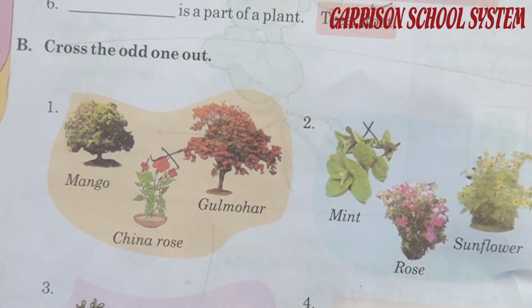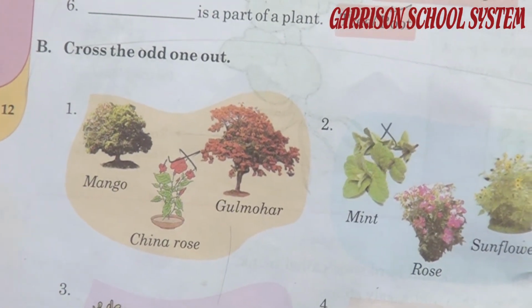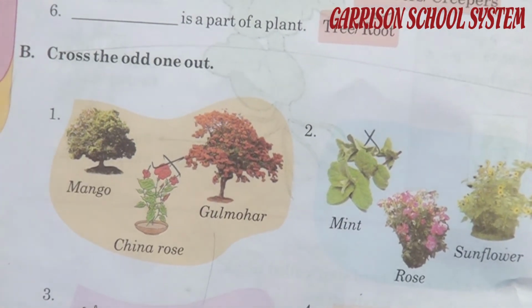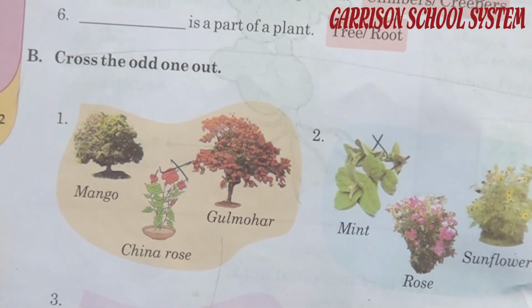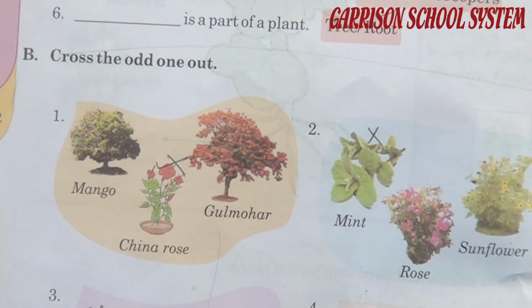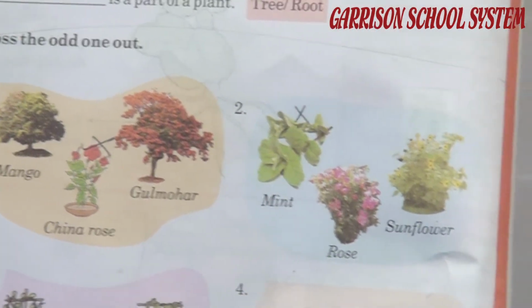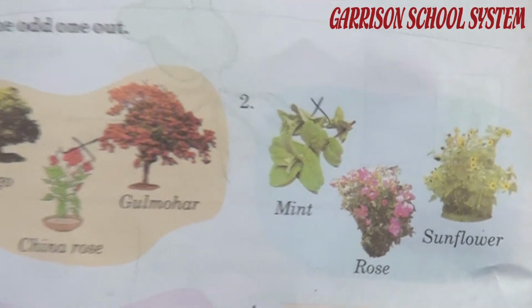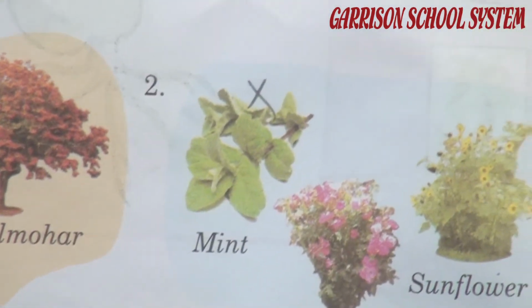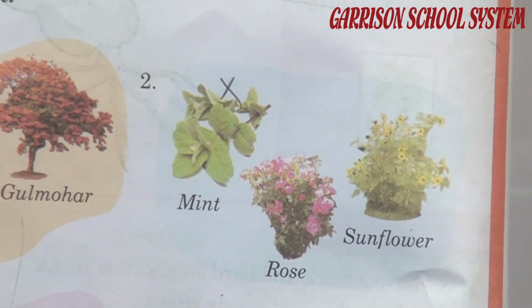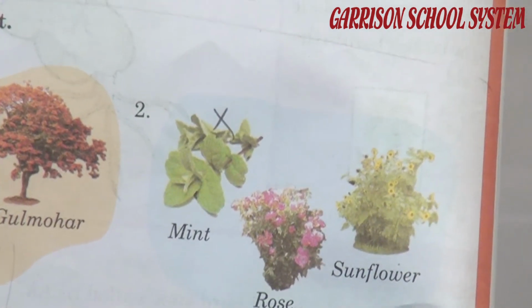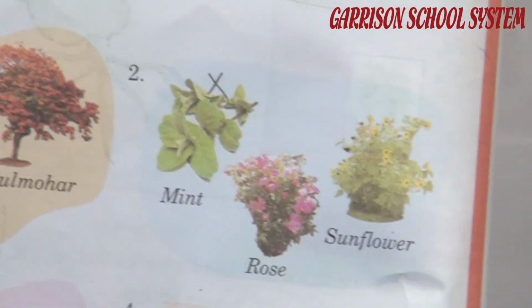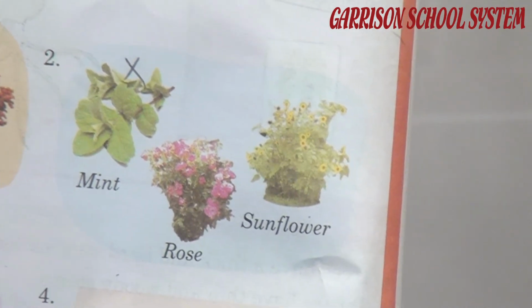Mango and gulmohar are trees and China rose is a shrub. So you have to cross the China rose. You have to put a cross on China rose plant. In the second, there is a mint plant, rose plant and sunflower. Rose and sunflower are shrubs and the mint is a herb. So you have to put a cross on the mint.